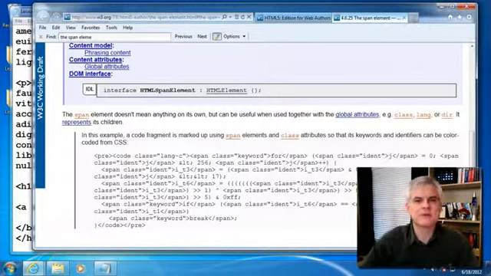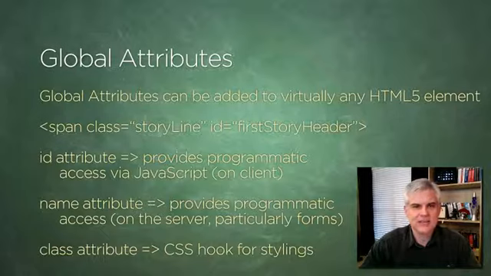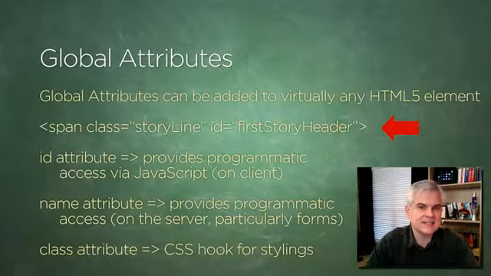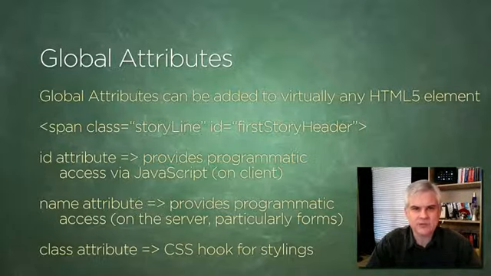Okay, finally, before we wrap up this lesson, I want to talk about the attributes that can be added to each HTML5 element. There are a few global attributes that apply to many elements. Here I have a span tag on screen, and there is, first of all, a class attribute equal to storyline, and then an ID equal to first story header. In this case, I have two attributes, a class attribute and an ID attribute. Now, I've used a span tag, but I could have used any element here. What I'm about to show you are global attributes. They can be used on any element defined in HTML5. I've added a class and an ID.